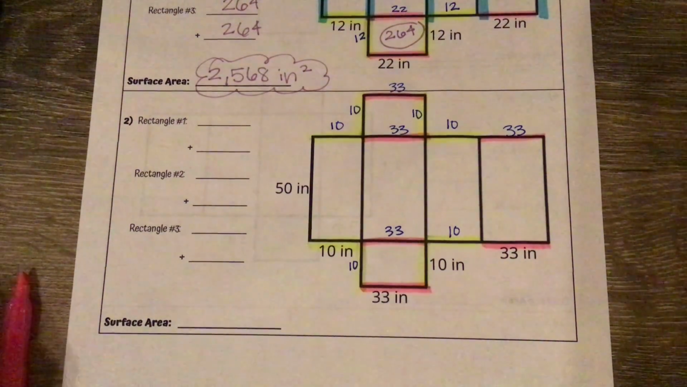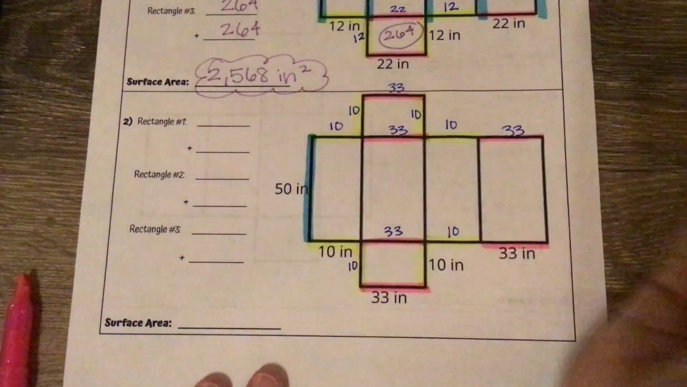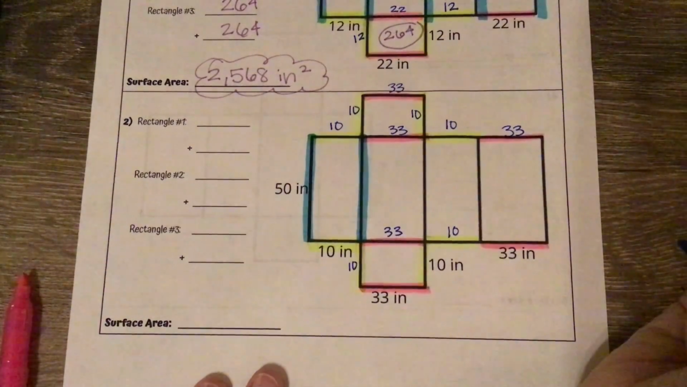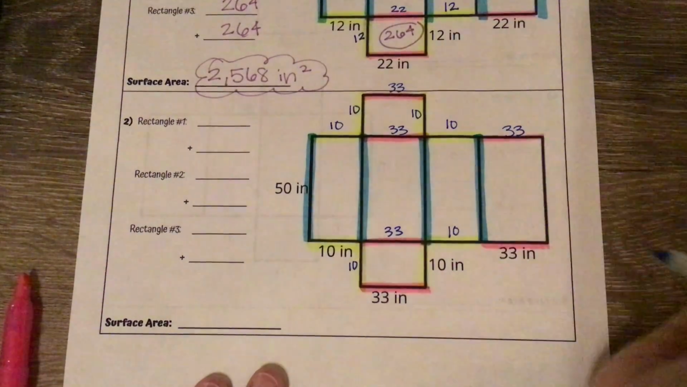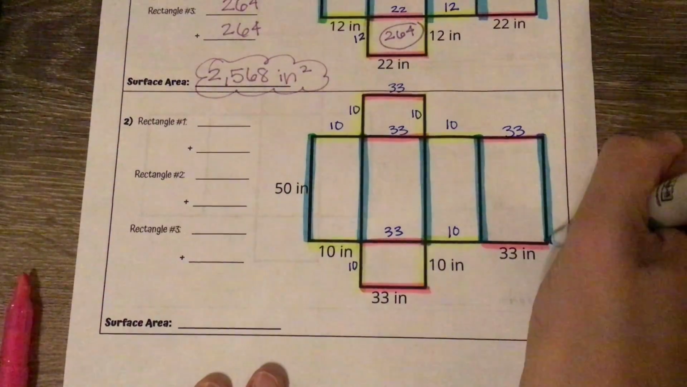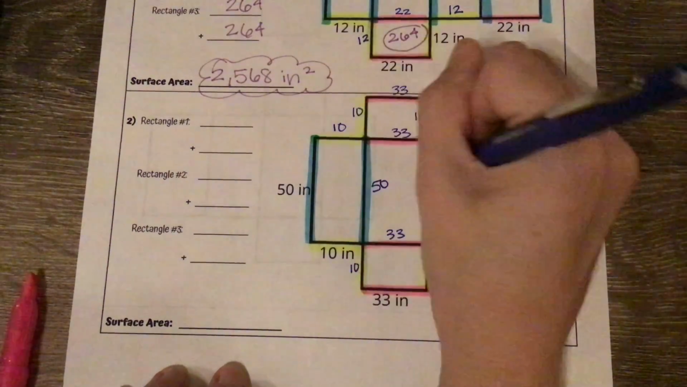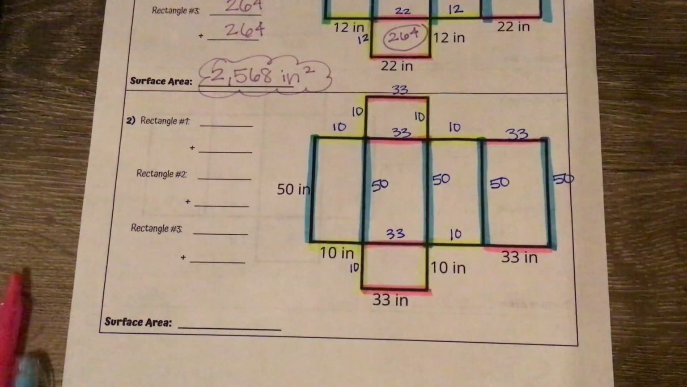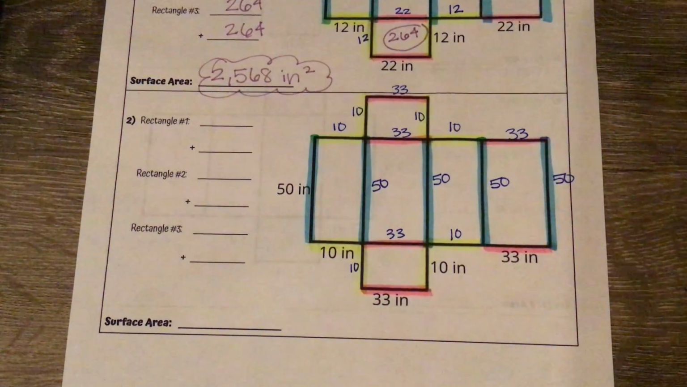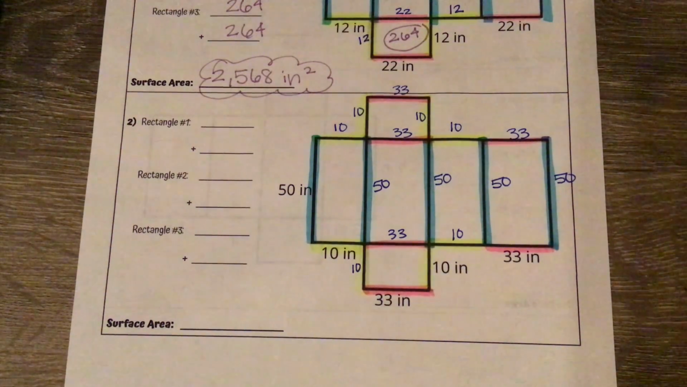And then the last side length, I see that this height is 50. If the left side is 50, the right side is 50. That holds for each of these. Then we're going to go through and we're going to calculate the areas of each part.